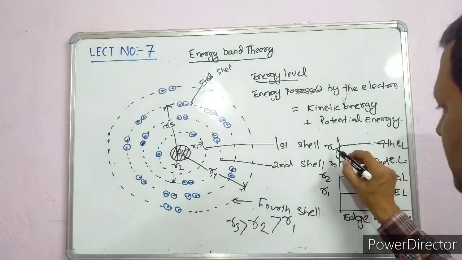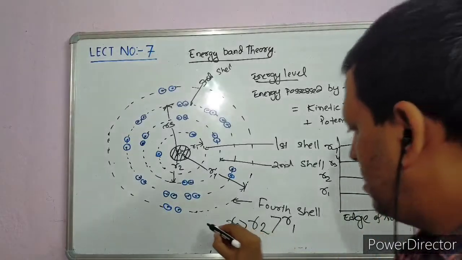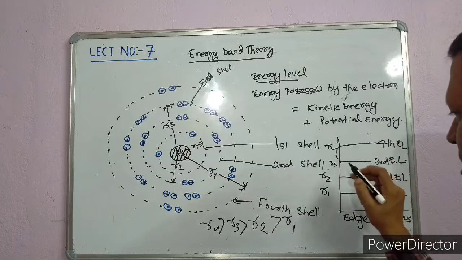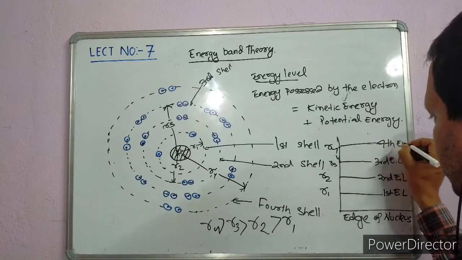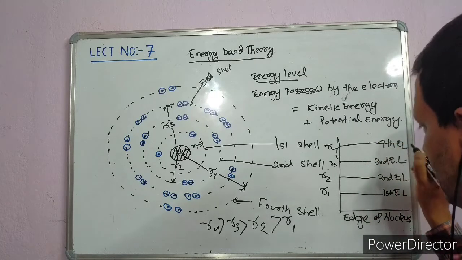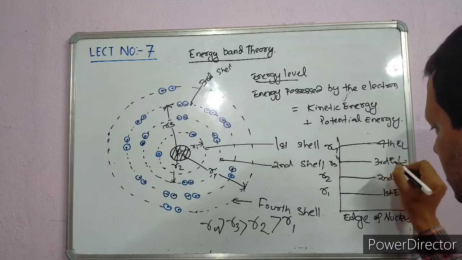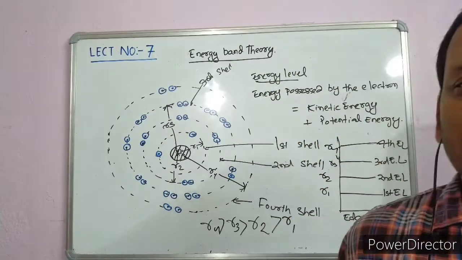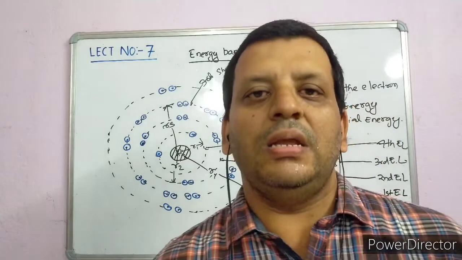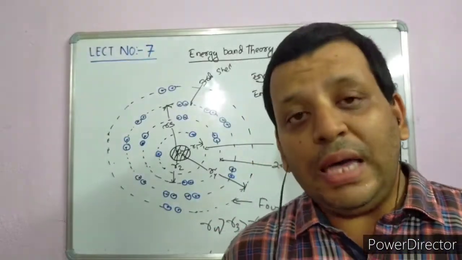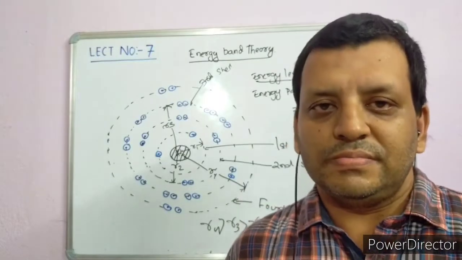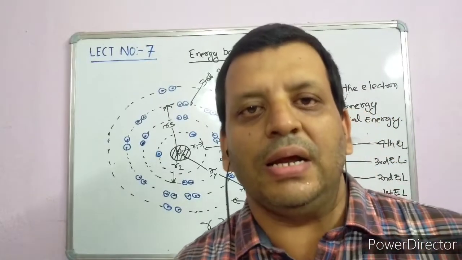Similarly for r4, because r4 is greater than r3, the fourth energy level has a value greater than the third energy level. So this is the concept of energy level. The energy level is the energy possessed by a single, isolated atom.